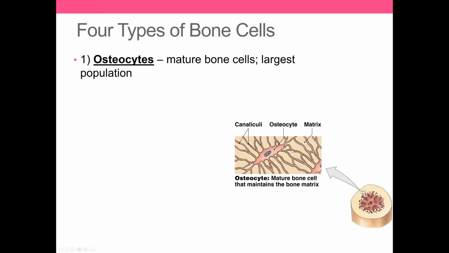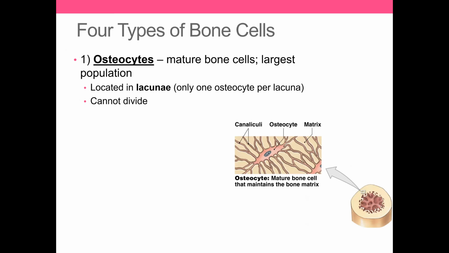And here is an image again of an osteocyte. It's the little cell in the middle; you can see its nucleus. And it has extensions of cytoplasm that extend outward into these little channels called canaliculi. And the matrix is going to be those collagen fibers and calcium phosphate that's sandwiched in between all of these little canaliculi. So the osteocytes are located in these lacunae. So there's 1 osteocyte per lacuna.